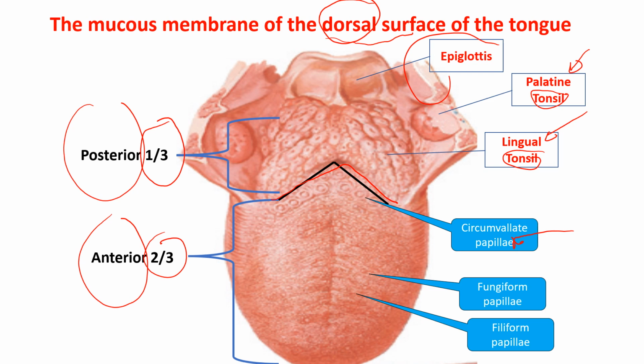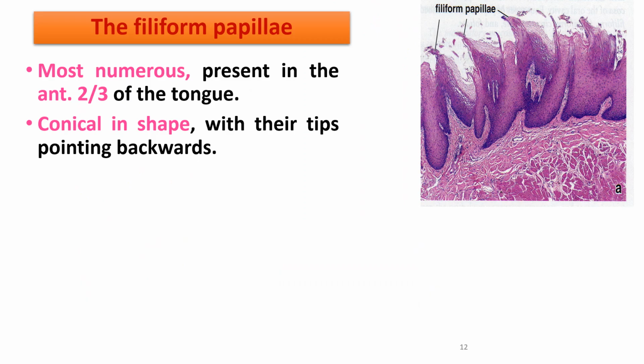Okay, we are going to continue talking about the papillae. So, what is a papilla? I'm going to talk about the types of papillae. It is a projection of connective tissue covered by non-keratinized stratified squamous epithelium. So, according to the shape of the papillae, we are going to have four types of papillae.